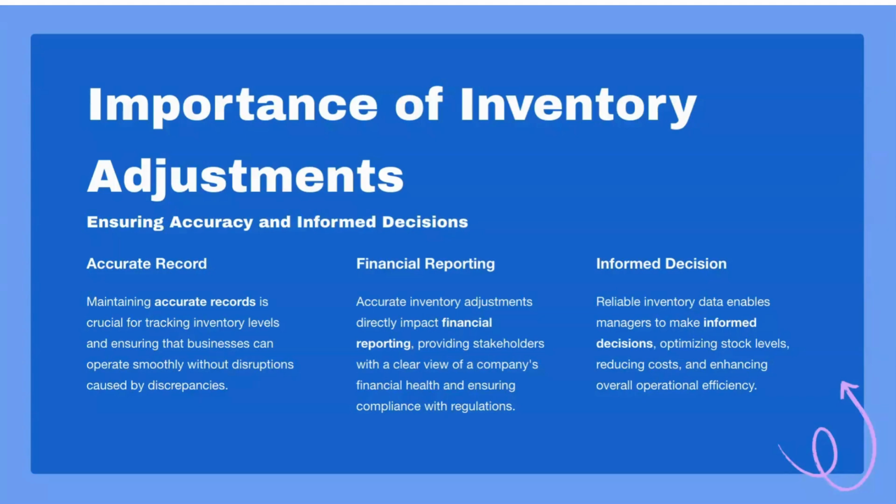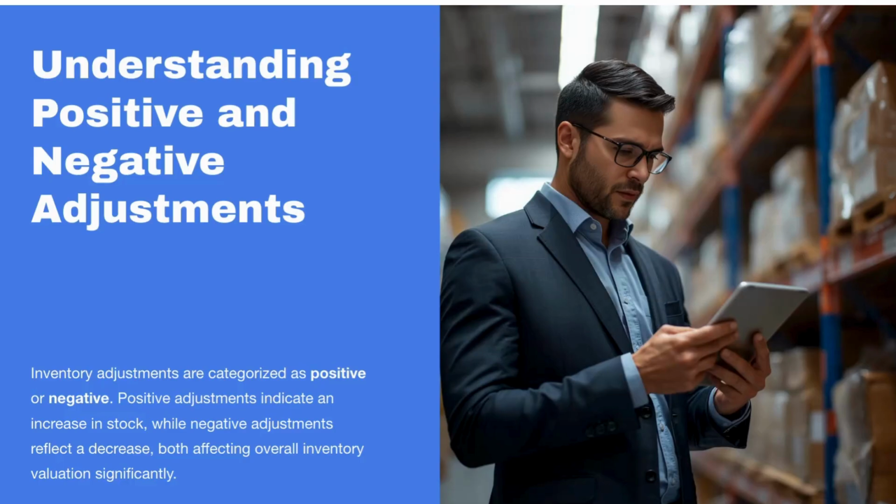So, what is an inventory adjustment? An inventory adjustment is a manual correction made to stock levels when the physical inventory doesn't match what the system says. It's not a sale, it's not a purchase, it's simply correcting the truth. And when done correctly, it keeps inventory, finance, and reporting aligned. It ensures that you have accurate records and financial reporting, and helps you make informed decisions.